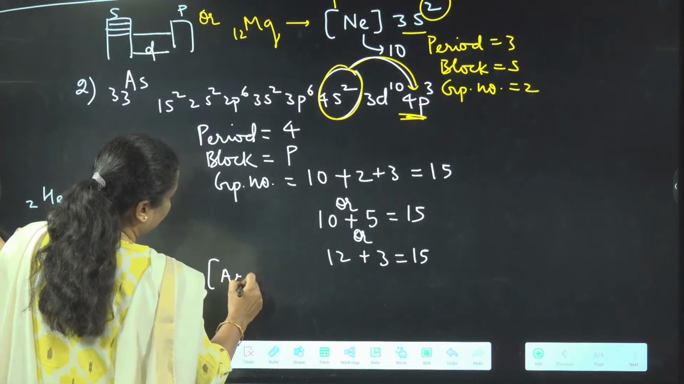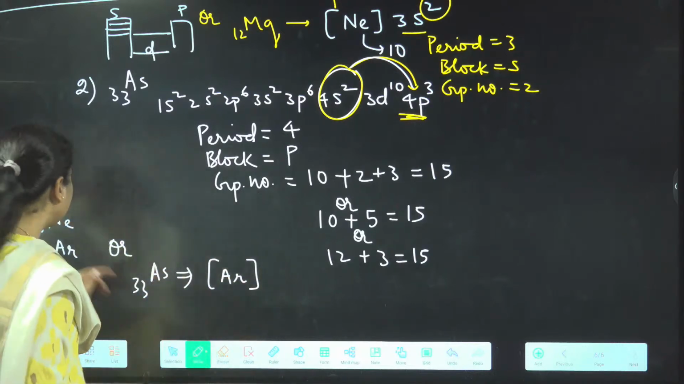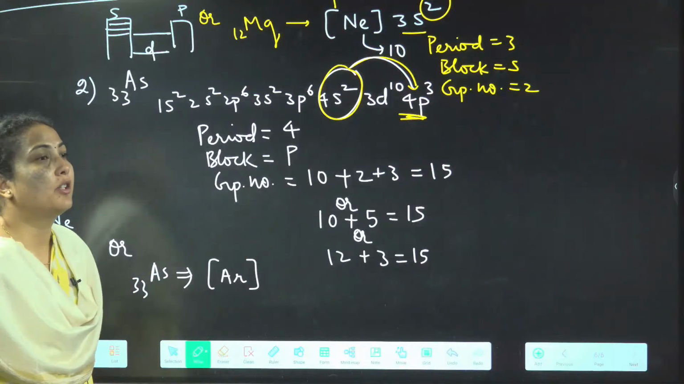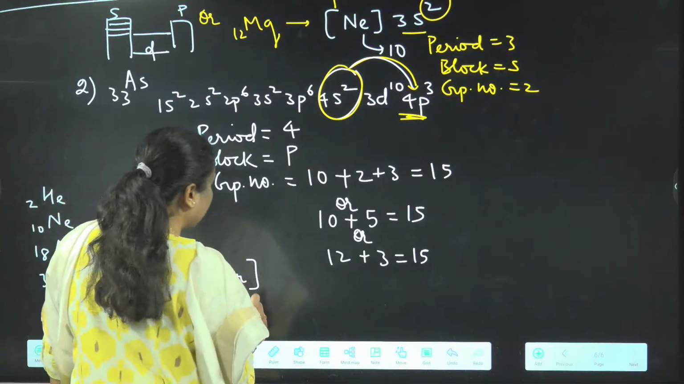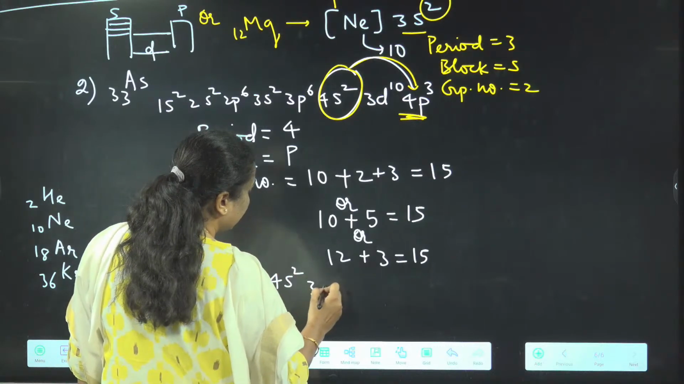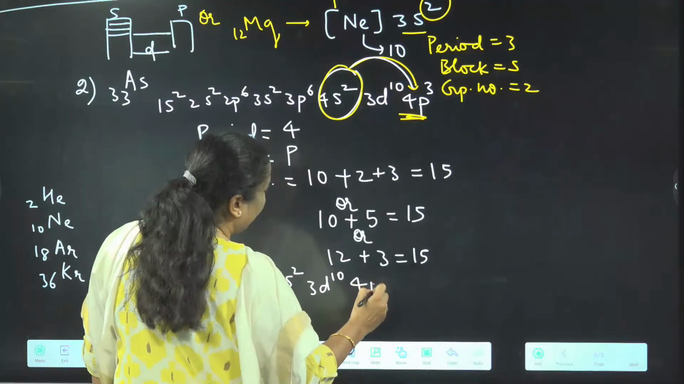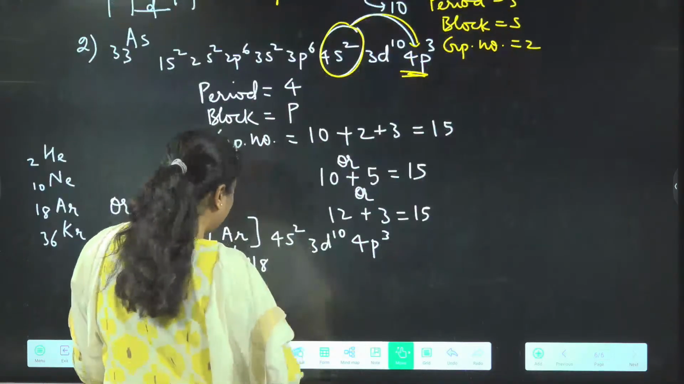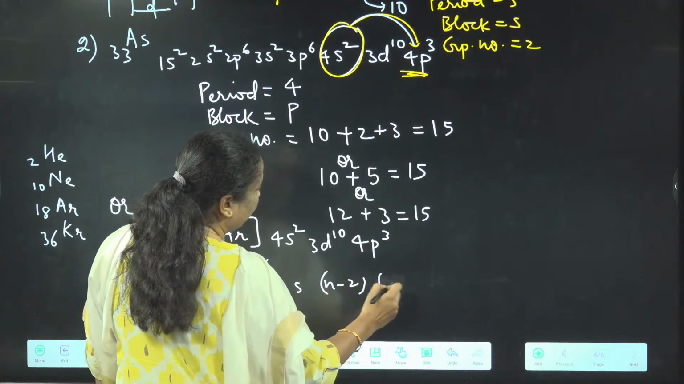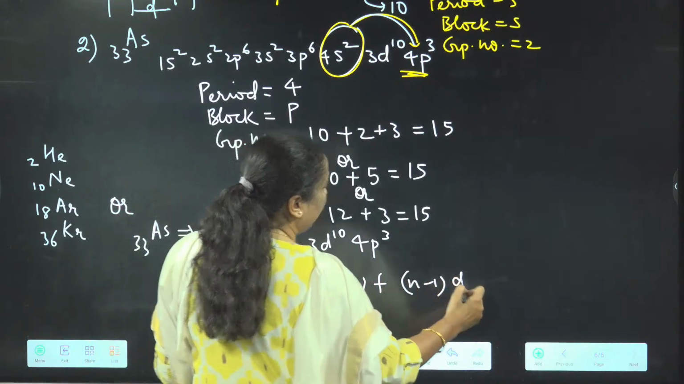First we are going to write down argon. So argon marks the ending of third period. So that means the next electron is going to enter in fourth, right? So this is 18 electrons gone. Then you are having 4s2, 3d10, 4p3. And always remember it is like ns, n minus 2f, n minus 1d and np.